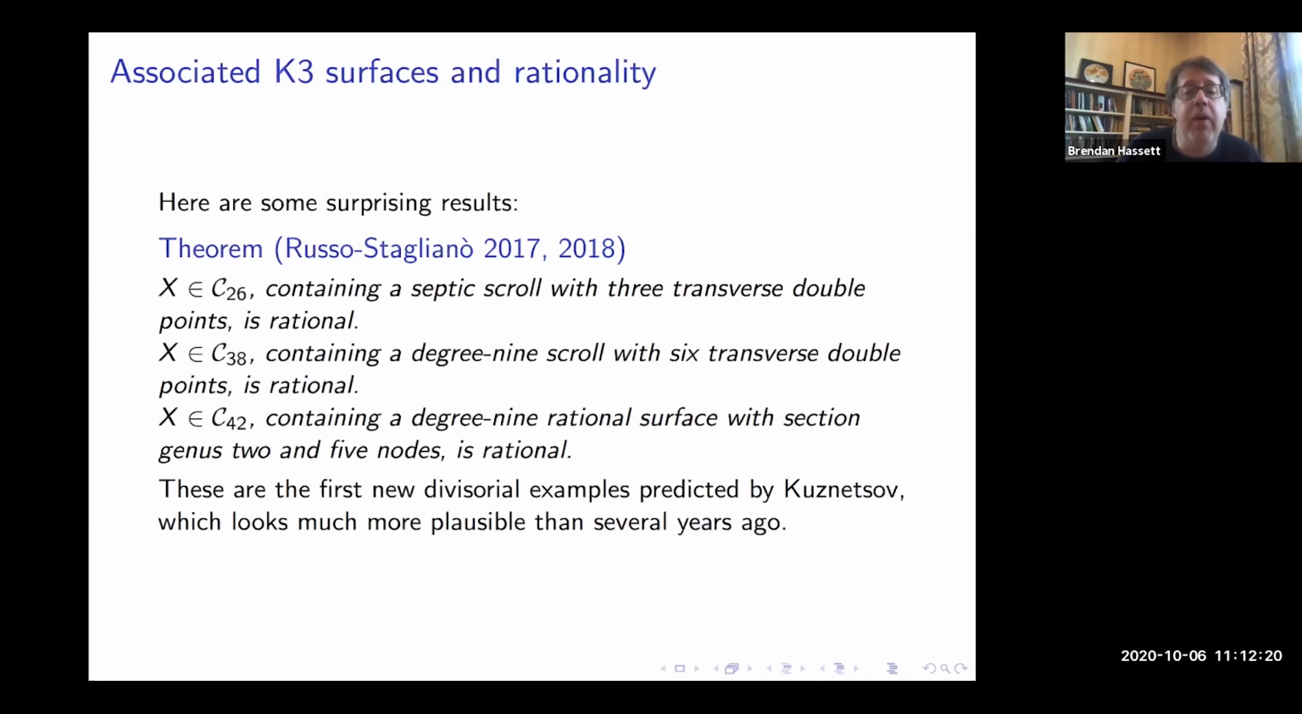So I think it would be very interesting to try to understand this classical projective geometry and relate it to the more general approaches for producing hyperkähler manifolds connected with X. And so these are the first new divisorial examples that have been found. These are experiments that support the hypothesis that the existence of an associated K3 surface is sufficient to guarantee rationality.